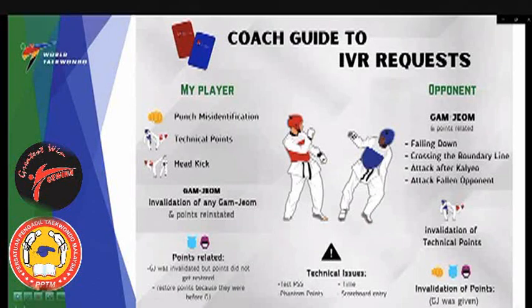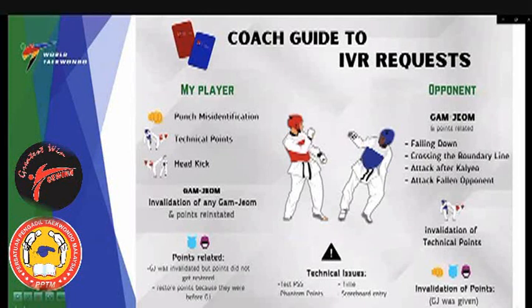That's what we're looking for, as long as there was contact with permitted technique to the scoring area. Any gamjan that's given to your player, you can request for the invalidation of that gamjan. If any points were invalidated with that gamjan, you may also request to have those points reinstated. Or you could also request for points to be reinstated because they were scored before the gamjan action. So maybe you scored 2 points and then there was grabbing. So you say, okay, grabbing's okay, but the 2 points were before. Then you can request for these points to be restored.